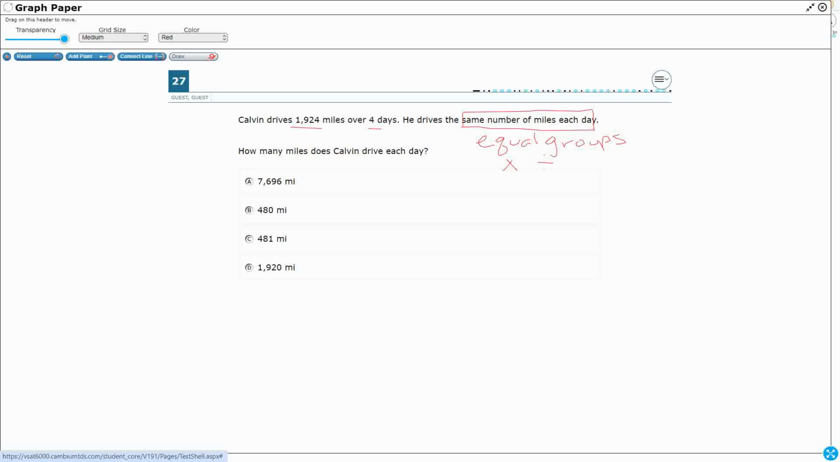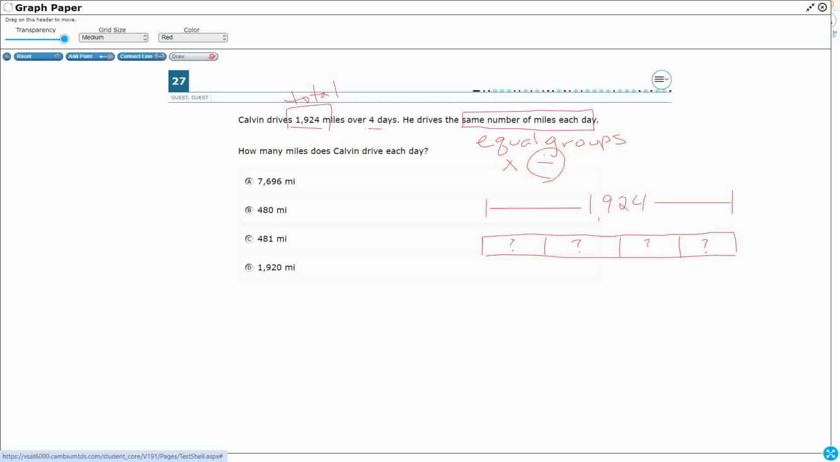Well, let's draw a strip diagram to help us figure this out. So he drives this many miles. That's my total, so I'm just going to put 1,924. I know that we've got 4 days, so I can break this up into 4 parts underneath it. So I'll cut it in half, and then I'll cut each half in half. So those are 4 equal groups. The question is how much does he drive in each day? Hopefully when we look at it like this, it makes me think, all right, we need to divide.